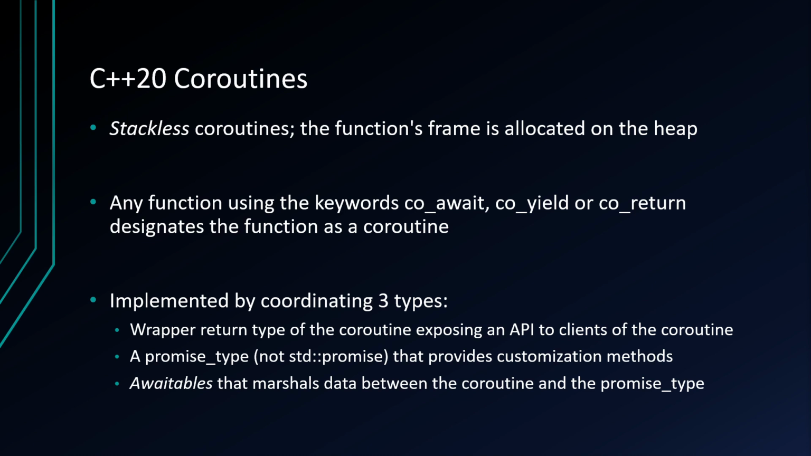There's also a concept. It's not a C++20 concept, but it's conceptually a thing called an awaitable. And the awaitable is basically how you're going to marshal data between the coroutine and the promise type. We'll see what this means in a few minutes. But the thing to think of is there's this wrapper. It has a nested promise type, and then there are awaitables that interact with the promise type and the wrapper in terms of getting things done.